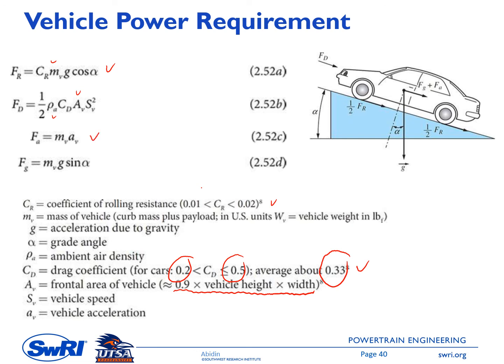And then Fa is the force to accelerate the car. This is mv, the mass of the vehicle, times the acceleration. And Fg here is in case the car is climbing a grade. So this is mv times g times sine of alpha, where alpha is the inclination angle.